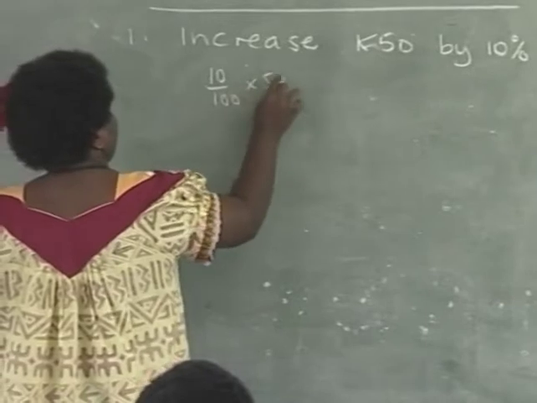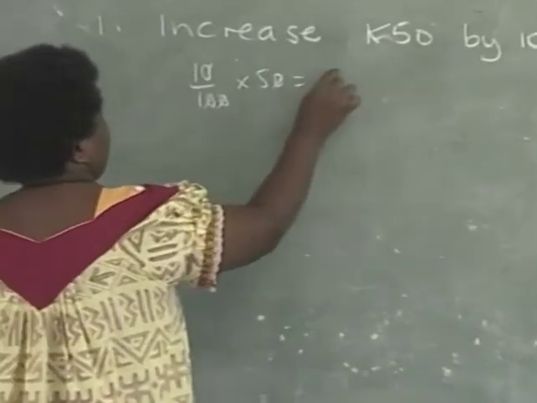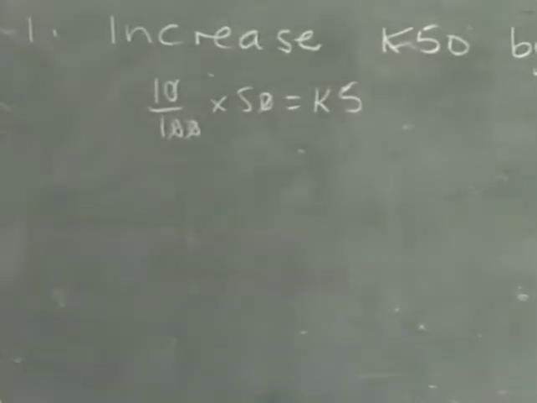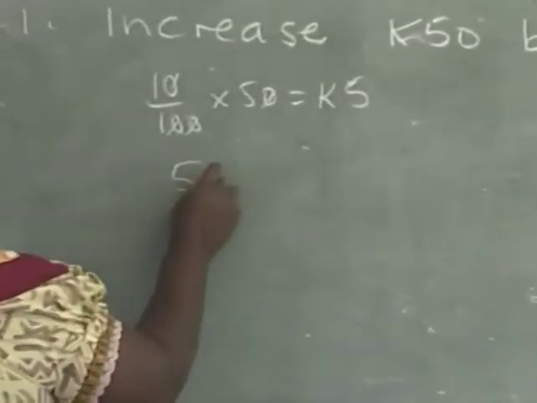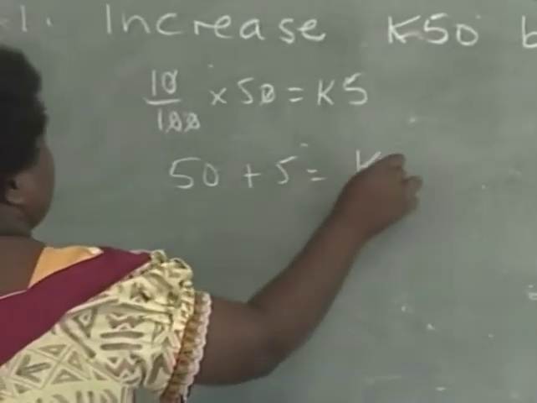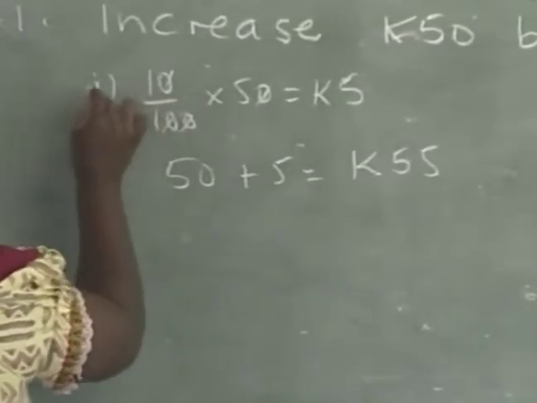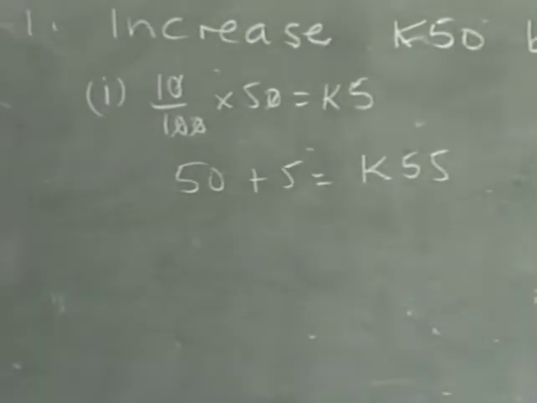Siegfried? Pass the mic to Siegfried, please. First, you find 10% of 50 kina, which will give 5 kina, and then you add it to 50 kina. So I get 55 kina. Okay, good, thank you. You get 10% of 50 kina, and then you add the value that you get to 50 kina.